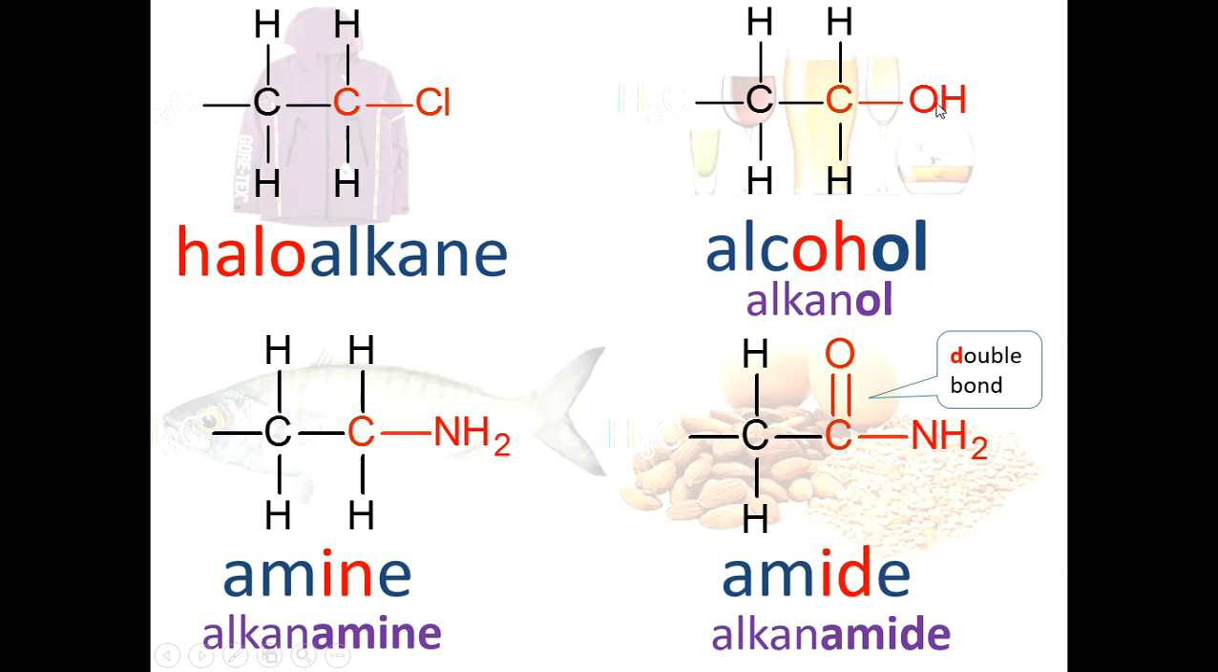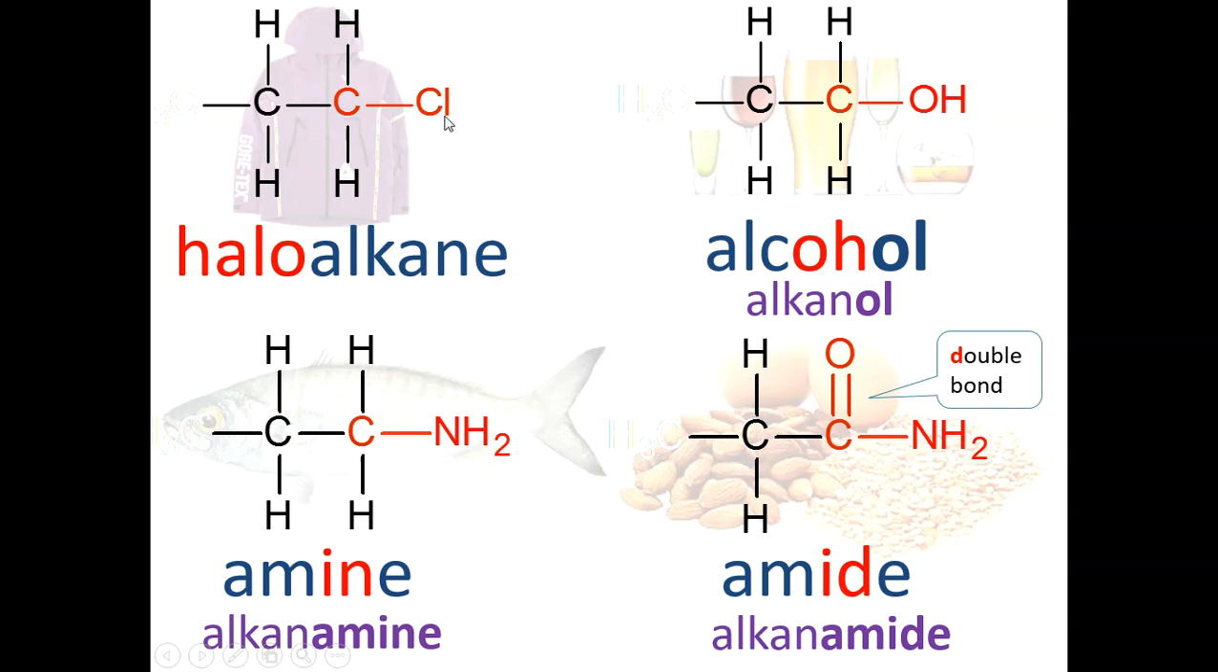If I replace it with an OH, think of alcohol, the OH. So the alcohol functional group is an OH bonded to a carbon, and it follows a naming pattern of alkanol. So alcohol, if I have something like ethanol, it ends in ol, so it is an OH functional group.